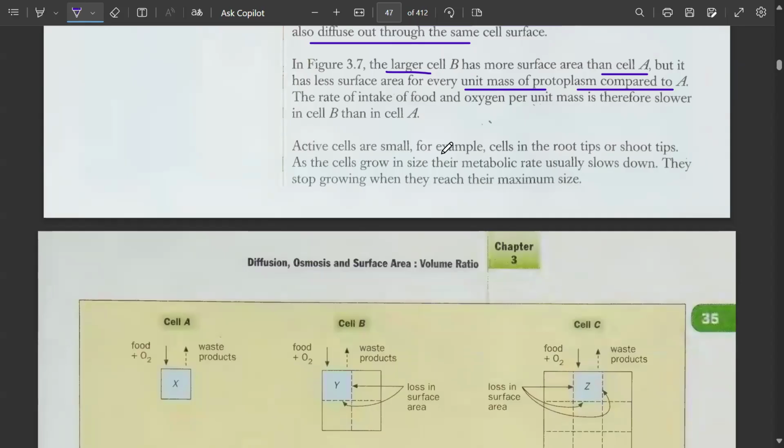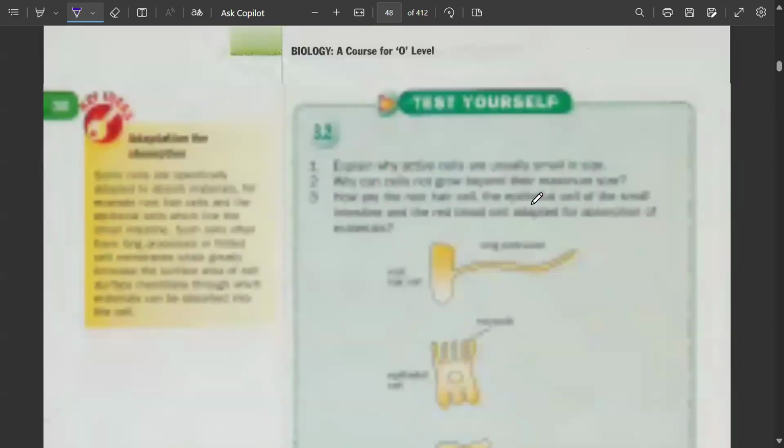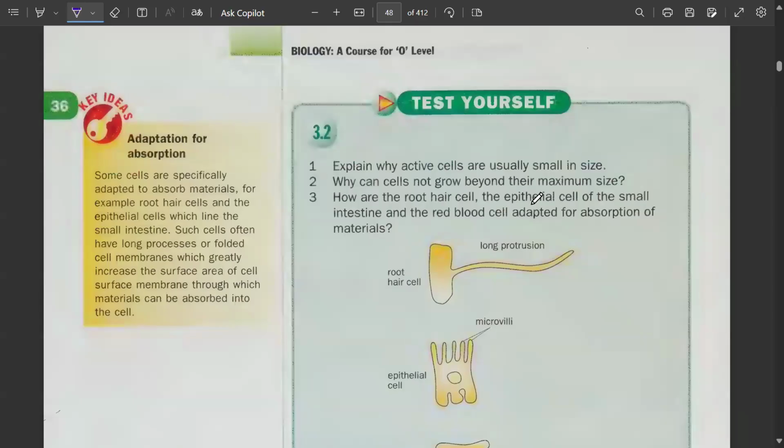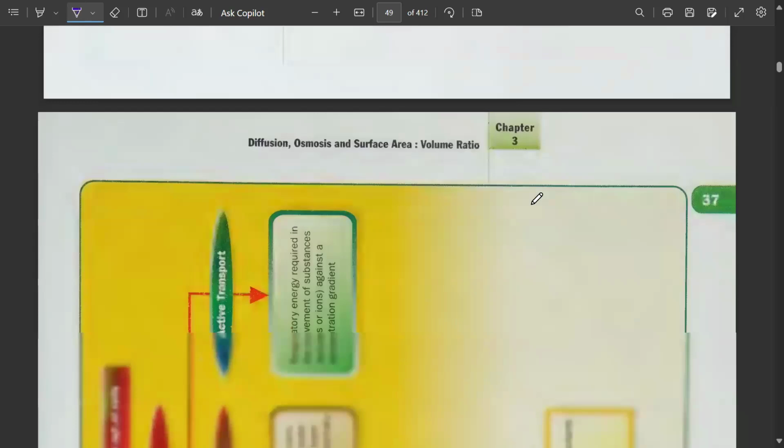Active cells are small. For example, root की tips हो गई, shoot की tips हो गई, जहाँ metabolism बहुत slow हो जाता है when they're about to reach their maximum size as well. So that is how surface area to volume ratio also helps as well. और वो आपने answers का भी आप जवाब easily दे दोगे.